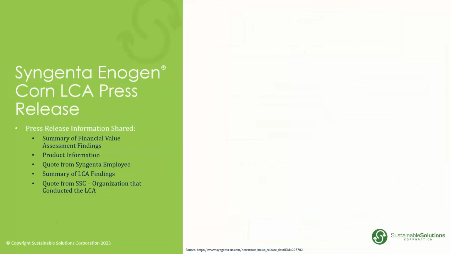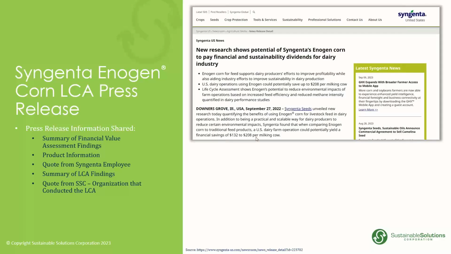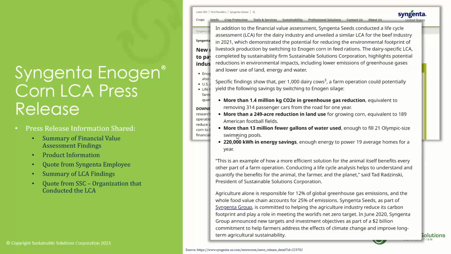Another example would be work that was done for a company called Syngenta on their Enogen corn. They made their announcement about their LCA through a press release where they put this out publicly, and they were talking about some of the key findings. There were some quotes in there from them and folks here at Sustainable Solutions Corporation. This was a study to determine that, with the Enogen corn, there could actually be less corn grown and fed to dairy cows. And in doing that, the dairy cows would get the same amount of animal nutrition.